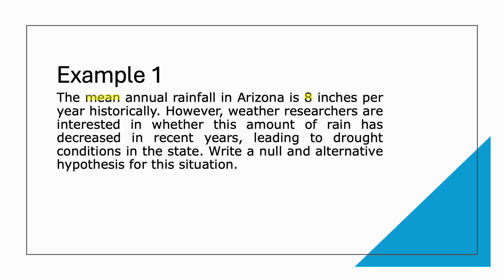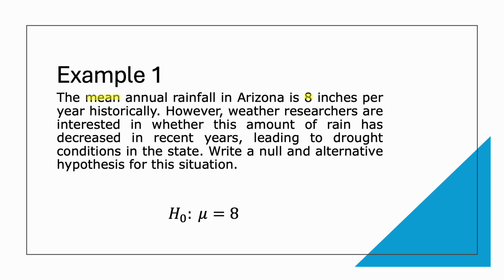So from this, I can come up with my null hypothesis. My null hypothesis would be H0: mu equals 8. I'm going to start my hypothesis by assuming that the mean rainfall is still 8 inches per year.